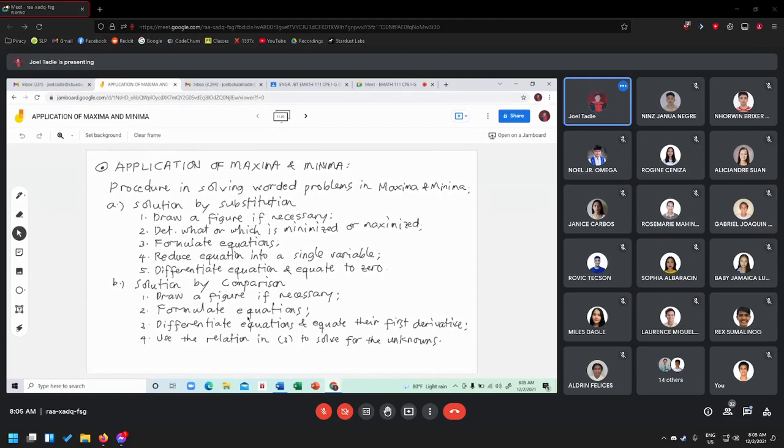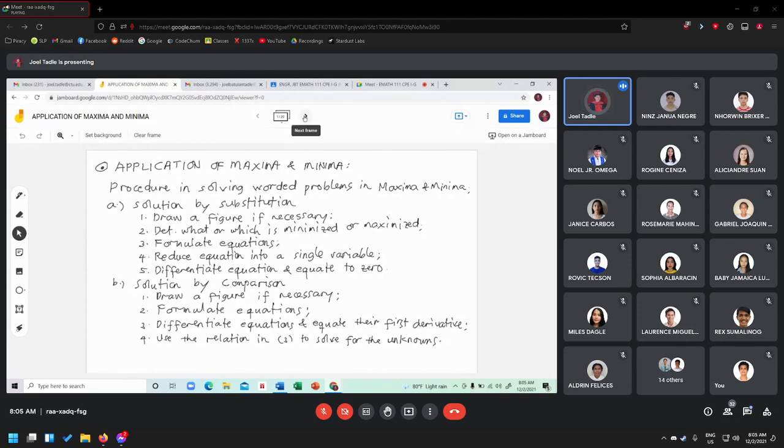Necessary. If not, proceed to step number 2, formulate equations. Then third step, differentiate equations and equate their first derivative because we are going to compare their first derivative. Then last step, use the relation, and step 3 to solve for the unknowns.